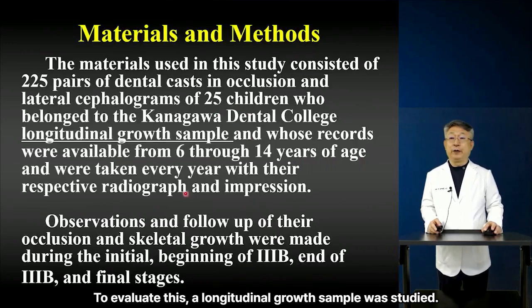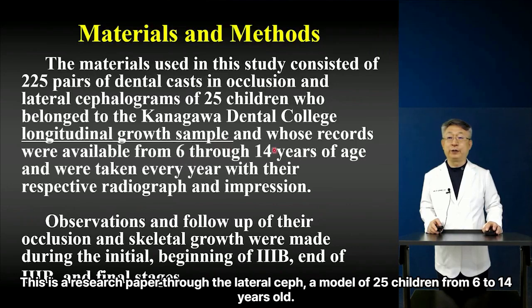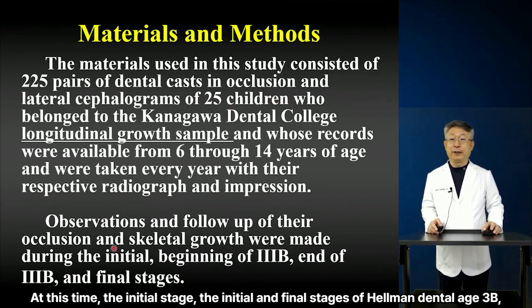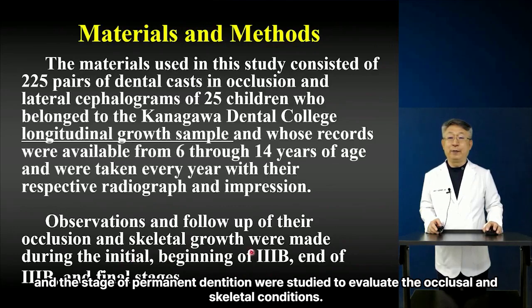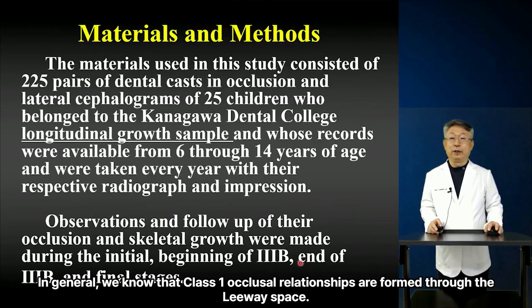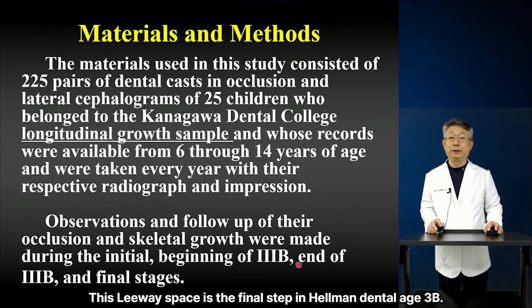To evaluate this, a longitudinal growth sample was studied. This is a research paper through the lateral ceph, a model of 25 children from 6 to 14 years old. At this time, the initial and final stages of Hellman dental age 3 and the stage of permanent dentition were studied to evaluate the occlusal and skeletal conditions. In general, we know that class 1 occlusal relationships are formed through the leeway space. This leeway space is the final step in Hellman dental age 3.